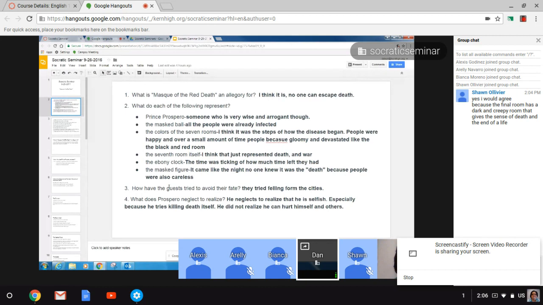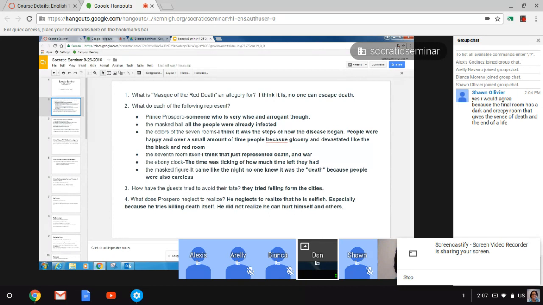Now the ebony clock. What about that? Time was of how much time they had left. That's good. And the masked figure. It came like the night. No one knew it was the death because people were also careless. And I think careless is actually a really good word here because the maskers had very few cares. They weren't worried about the illness because they were separated from most of the population.